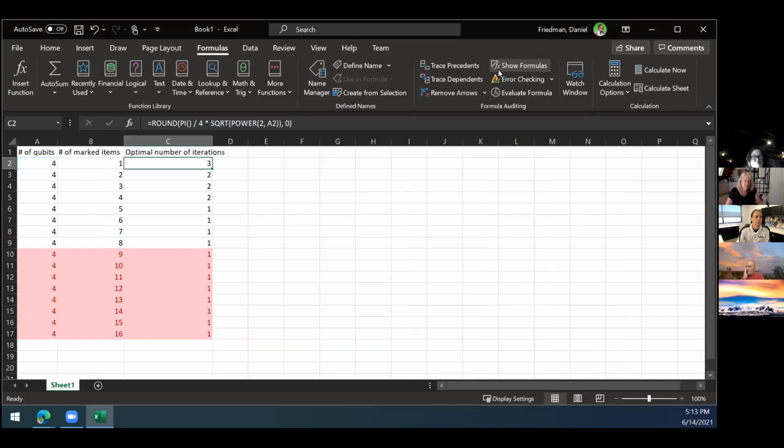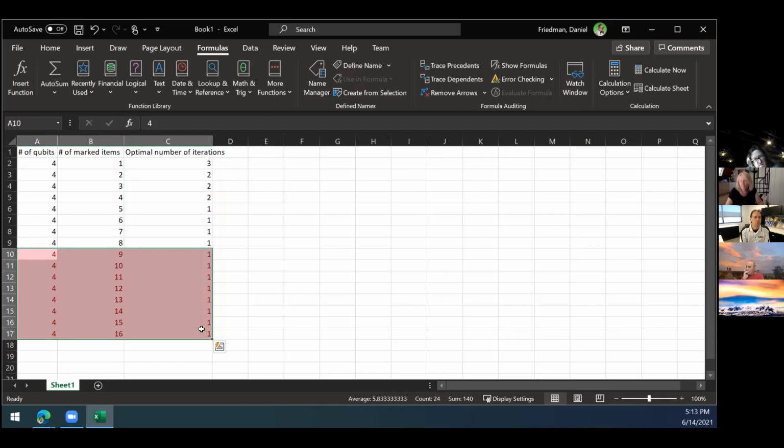Not that one, this one. So here's the optimal number of iterations. The more items you mark, the fewer iterations you need. However, it turns out that these won't give you as good of results, I guess, as just doing this again, but backwards. So instead of saying I've selected 9, you would say I selected 7, and negate what is the success.